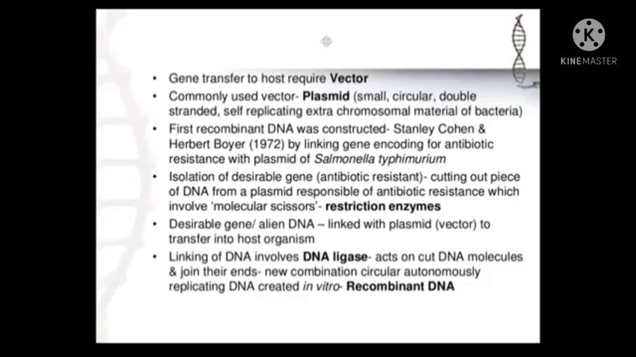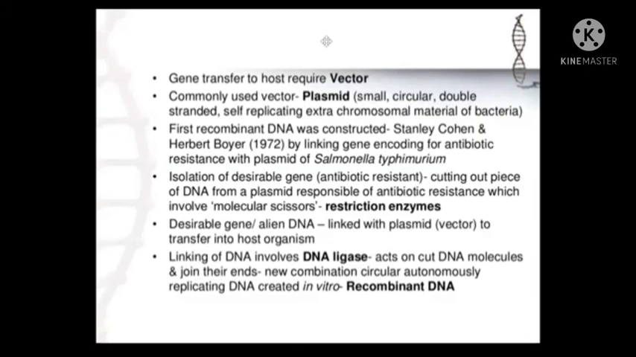Endonuclease. They started to cut out pieces of the DNA from a plasmid responsible for antibiotic resistance, which involves molecular scissors. So that is tool number 1, restriction enzyme. They are used on the plasmid, which has a DNA with an antibiotic resistant property. That particular DNA has been cut out in pieces using restriction endonuclease.